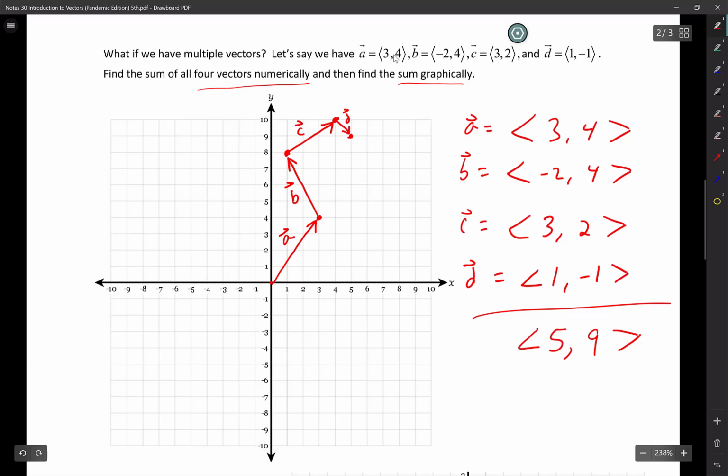And notice, I want you guys to notice, does that terminate at 5, 9? Yay, it does, guys. It terminates at 5, 9. So I'm going to go ahead and start from the origin and connect it to the arrowhead at D. So this is called what? The resultant.